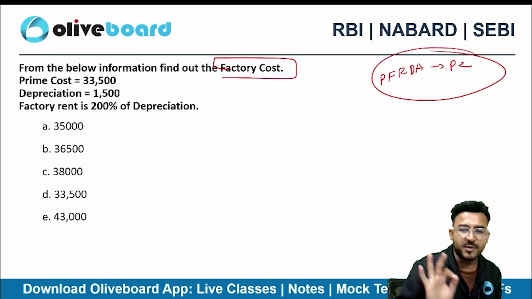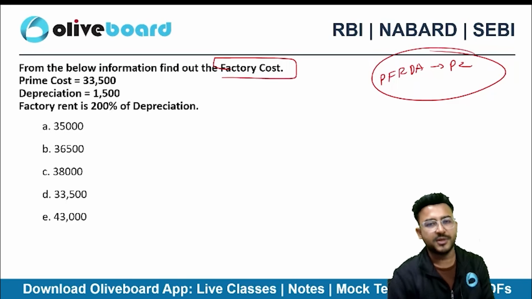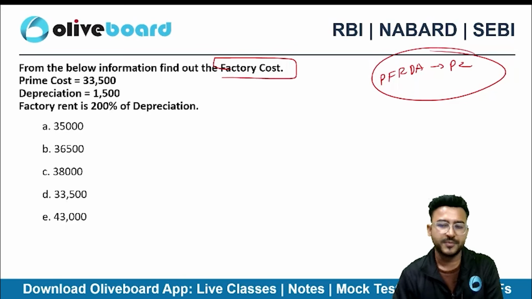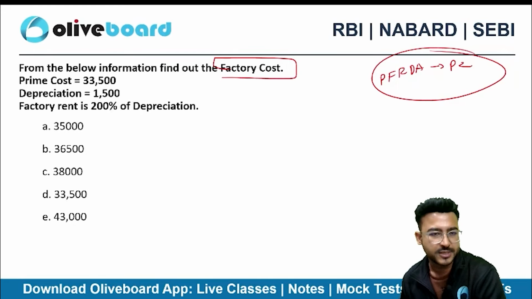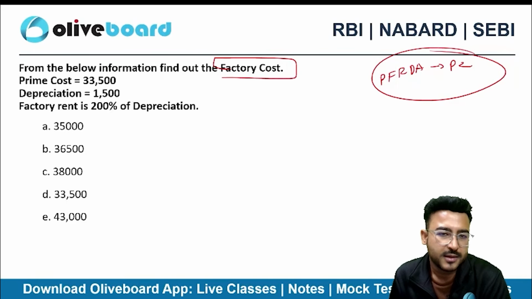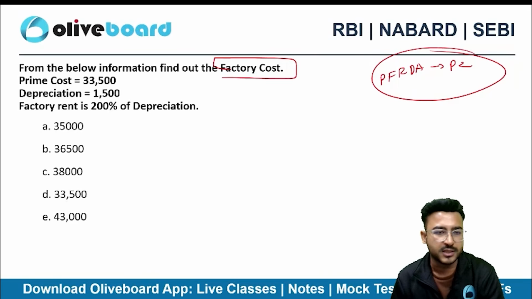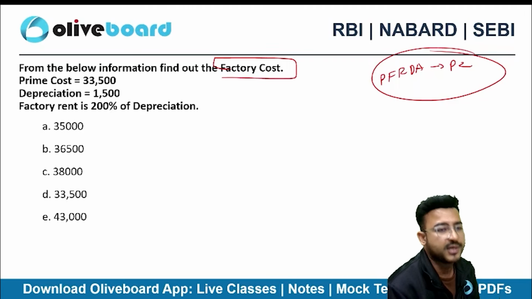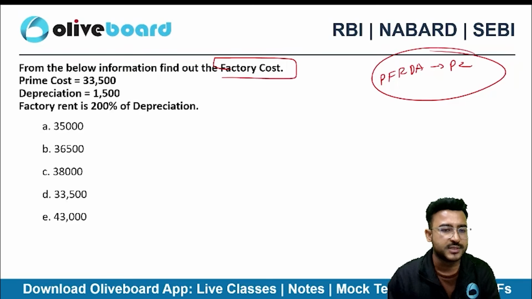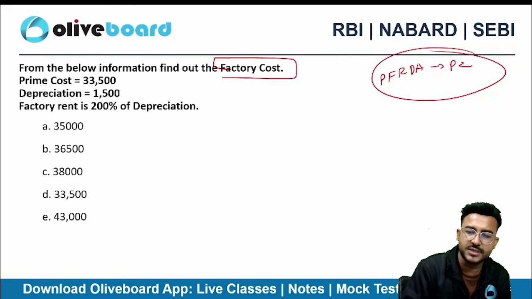The same question came in PFRDA examination phase 2, but the numbers were different. It can come in your SEBI Grade A examination also. You need to apply logic to solve this question. You have to calculate the factory cost. We have prime cost of 33,500, depreciation of 1,500, and factory rent, which is 200% of depreciation.